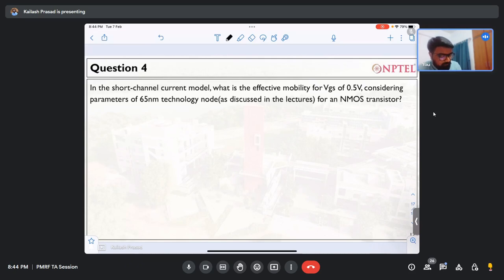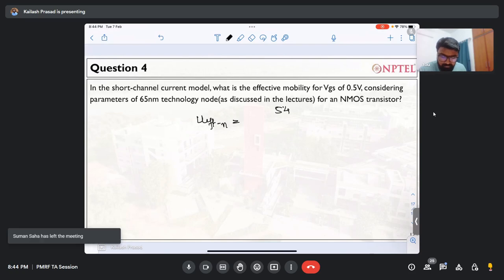So the formula of mu effective, in this case for MOSFET it is mu MOS, and what it was? So this was 95.7 centimeter square per volt. Ideally it is 80 centimeter square per volt. Ideally, the effective mobility for electron is 80 and for hole is 40, just double. No, that is fine. I think you are telling for 65 nanometer.